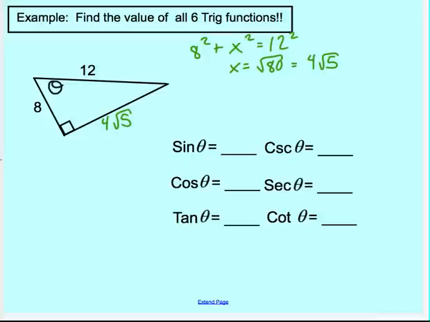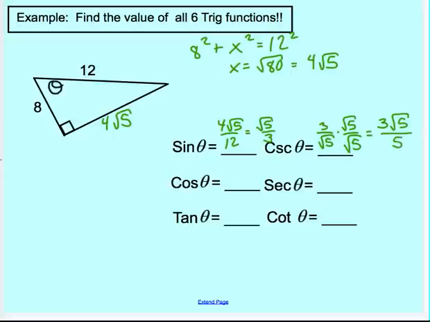So when we find the sine of theta, opposite over hypotenuse, we get 4 square root of 5 over 12, and 4/12 simplifies to square root of 5 over 3. The cosecant is the reciprocal of that, so we get 3 over the square root of 5. Remember to rationalize that denominator. We multiply by that fancy form of 1, square root of 5 over square root of 5. In the numerator, we get 3 times the square root of 5. In the denominator, the square roots cancel and we're left with 5.